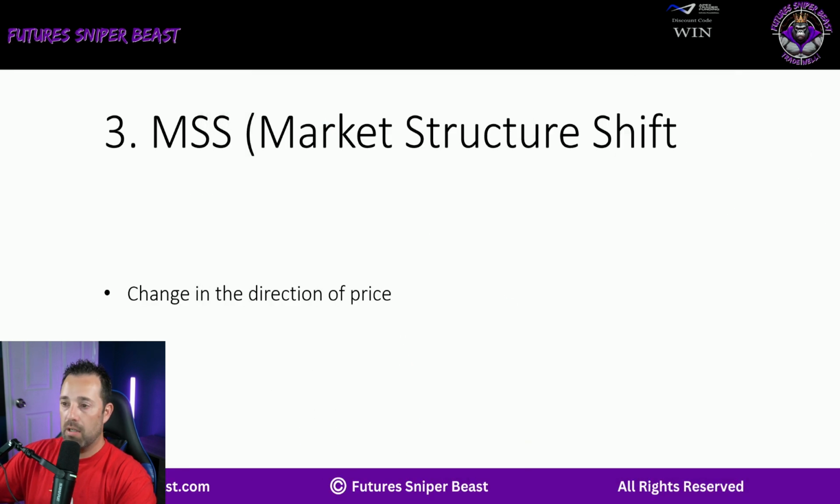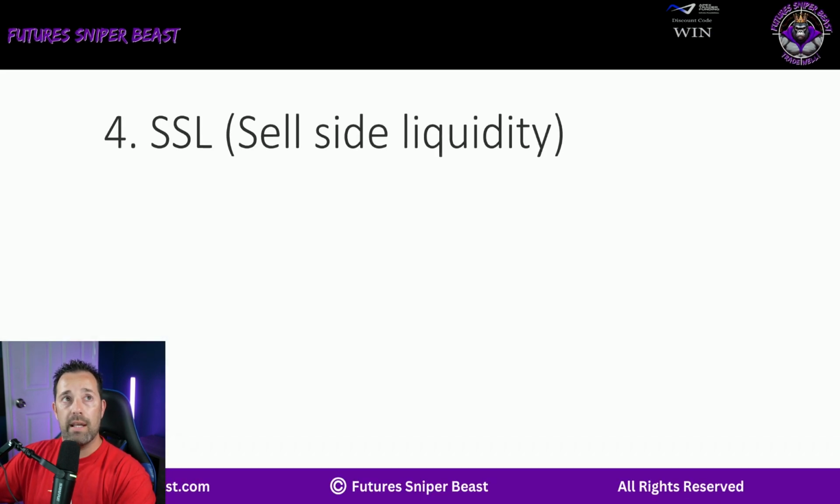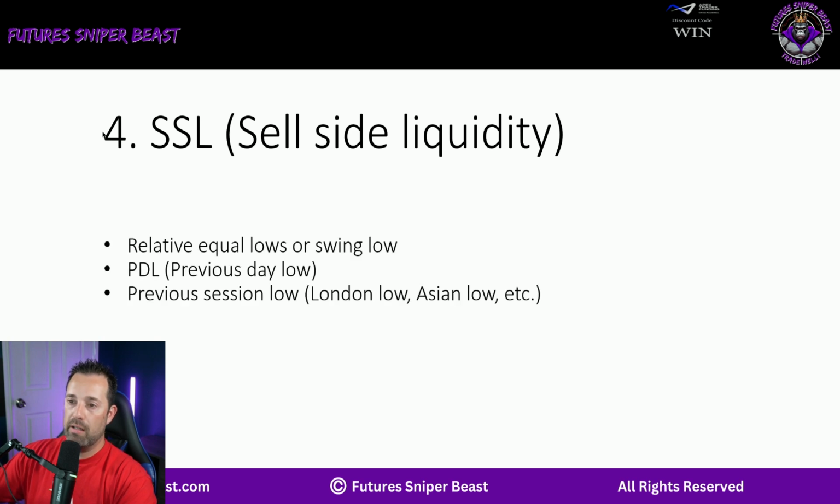Market structure shift. Now let's go to the next one. Next, we have sell side liquidity. Okay. How do you spot sell side liquidity? What is it? It's basically can be relative equal lows or a swing low.